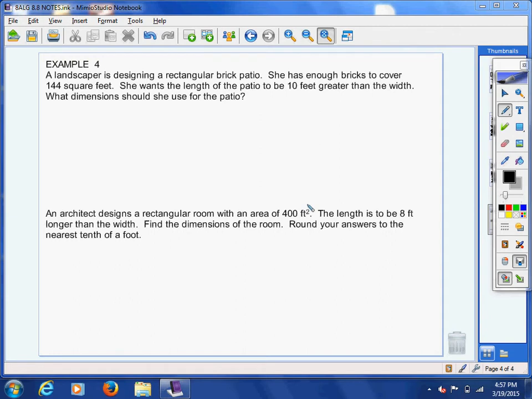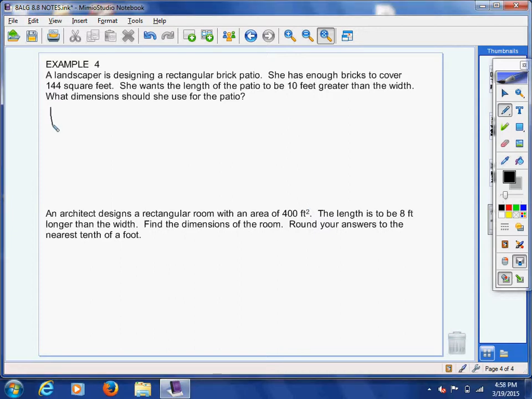Back again, we're in 8.8 example 4. This is just an application problem, and we can solve this by completing the square, which has been our topic in 8.8. A landscaper is designing a rectangular brick patio.